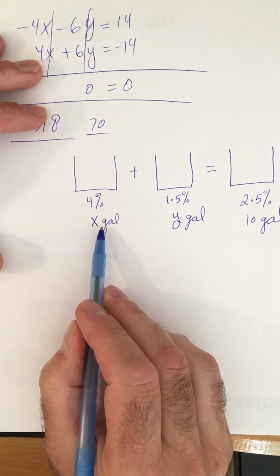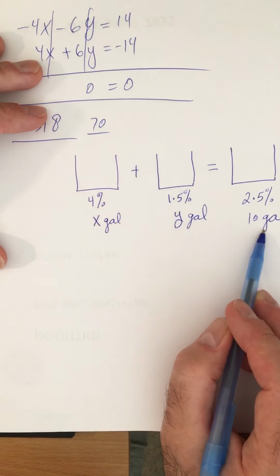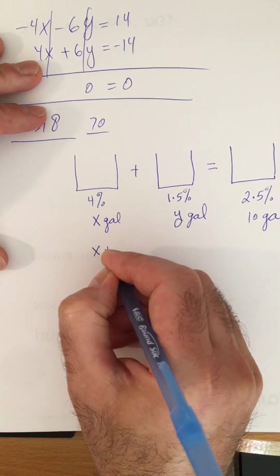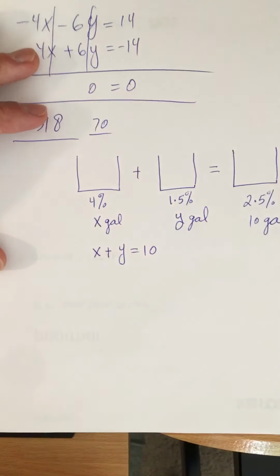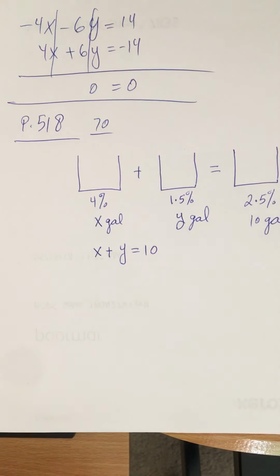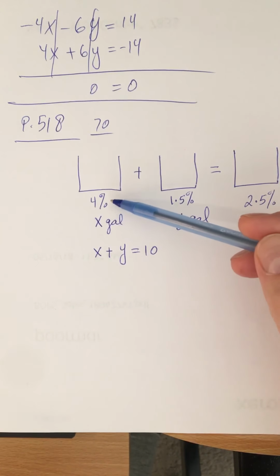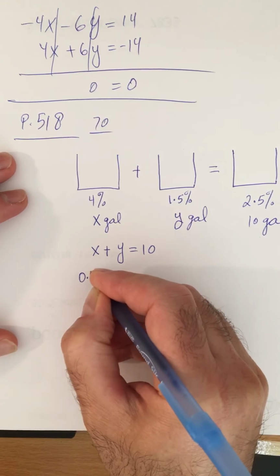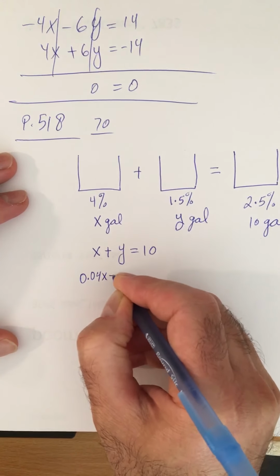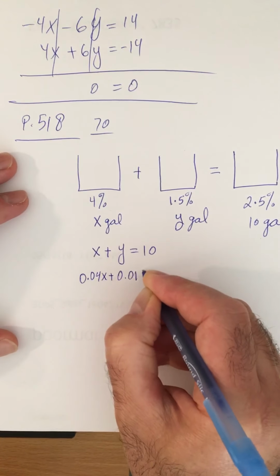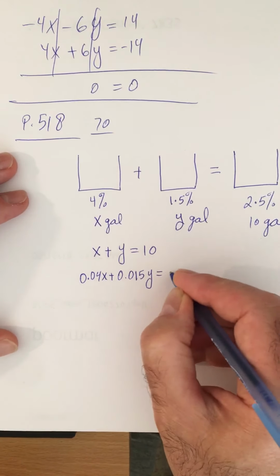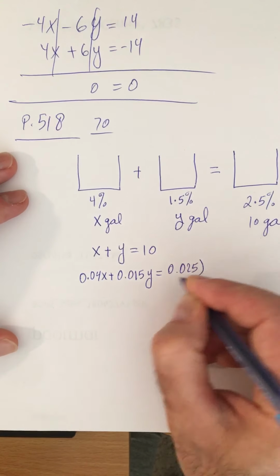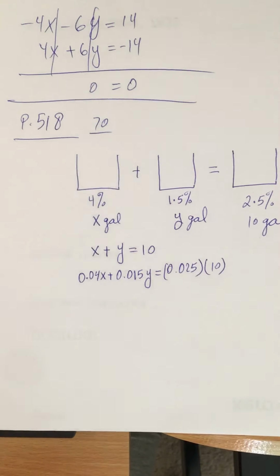I know if I mix X gallons with Y gallons, I have to get 10 gallons. So here's my first equation. X plus Y equals 10. Because those are all gallons and the units have to match. The second is, the first one has 4% milk fat. So can I write 0.04x plus 0.015y equals 0.025 times 10. So I'm just calculating the milk fat. Okay, so here's my system.